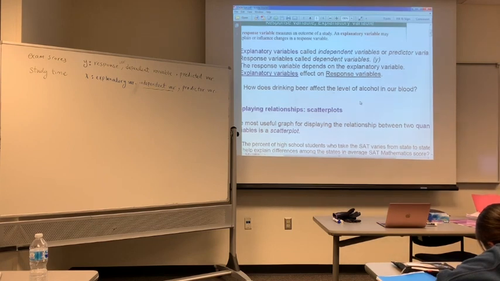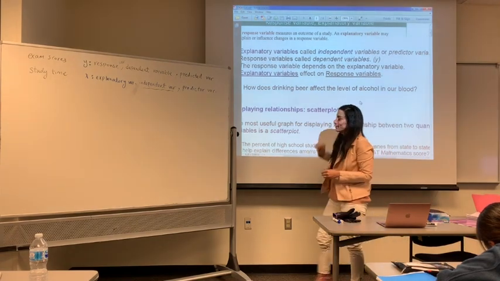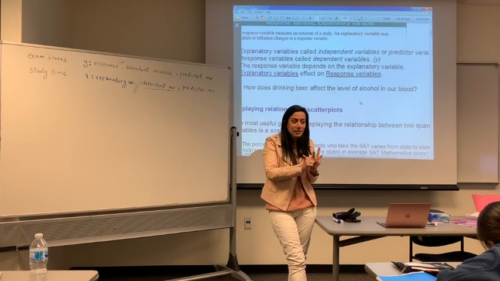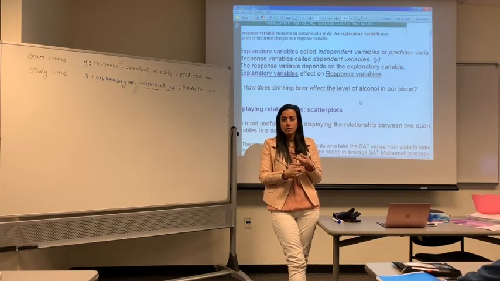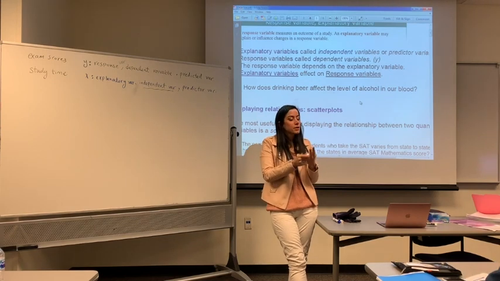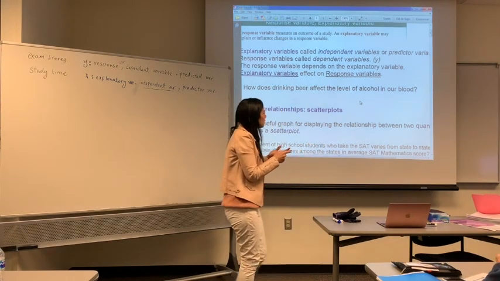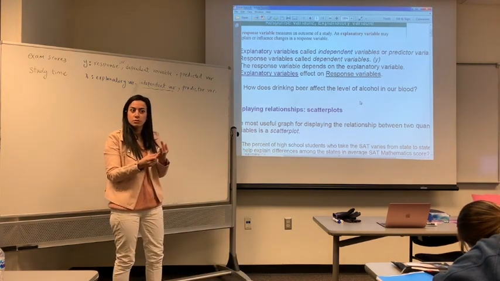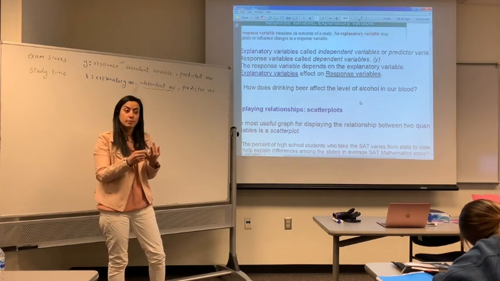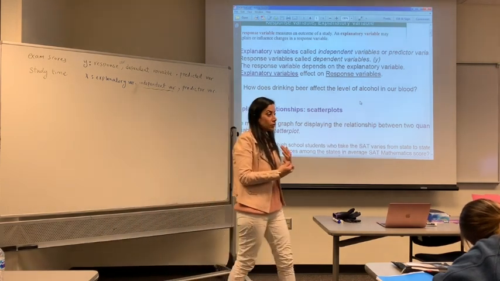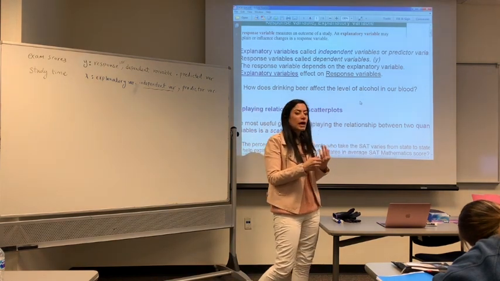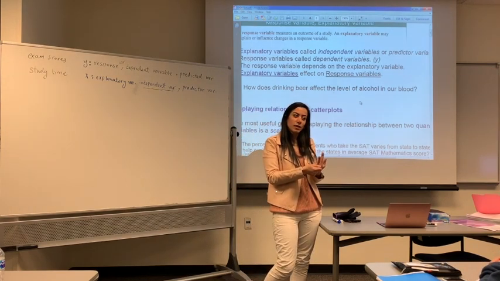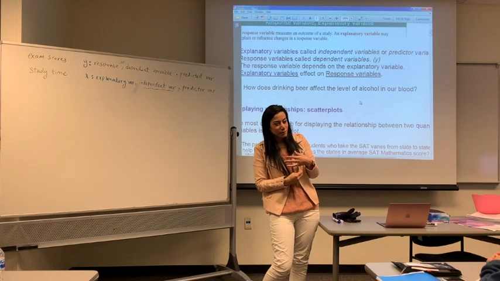Part. Okay, so let's go back to the study. The amount of beer you are drinking and the level of alcohol in blood, right? So these are two variables. Which one has an effect on the other one? The amount of beer. Yeah, beer has an effect on alcohol. So the amount of beer has an effect on the level of alcohol, like the study time had an effect on exam score, right? The study time was the explanatory variable, which had an effect on the response variable, right?